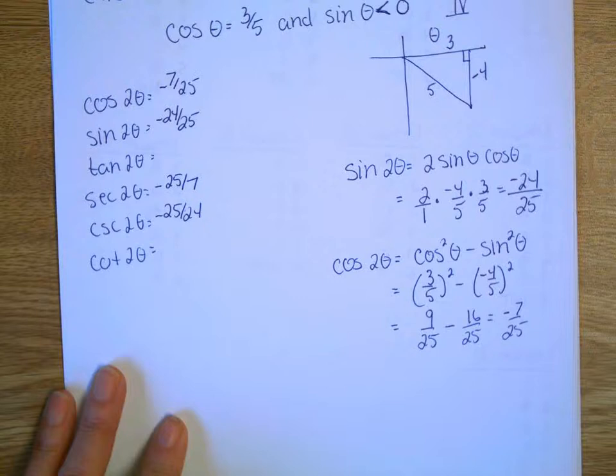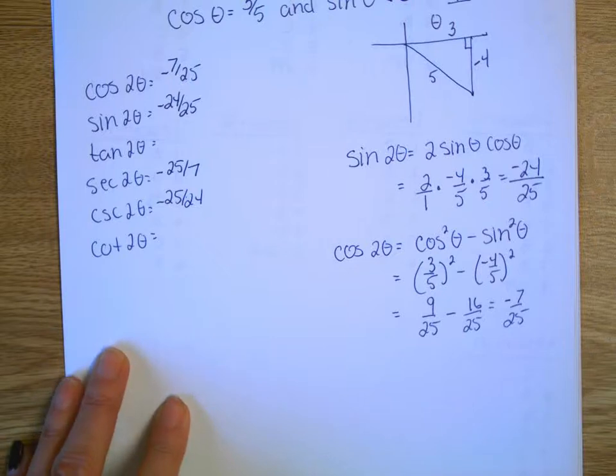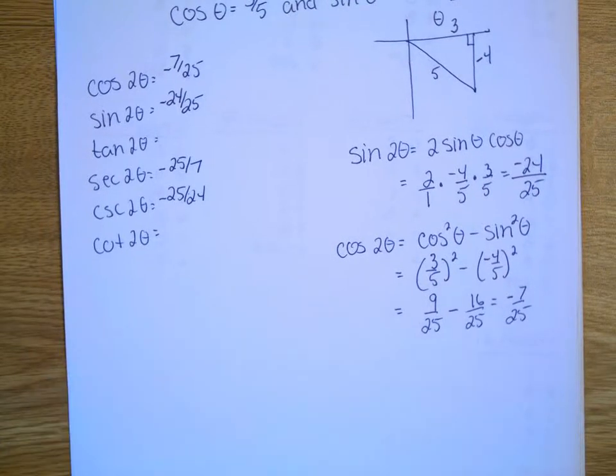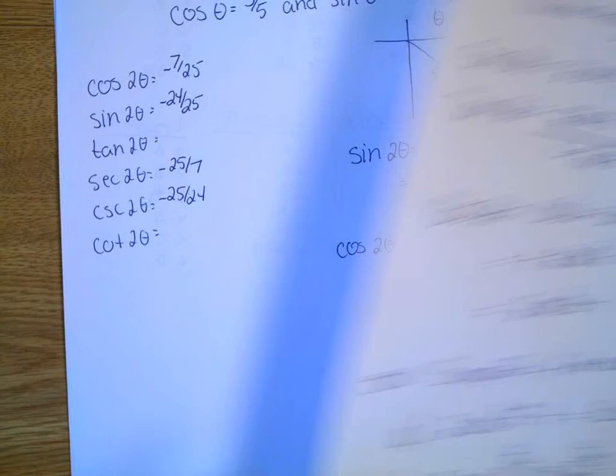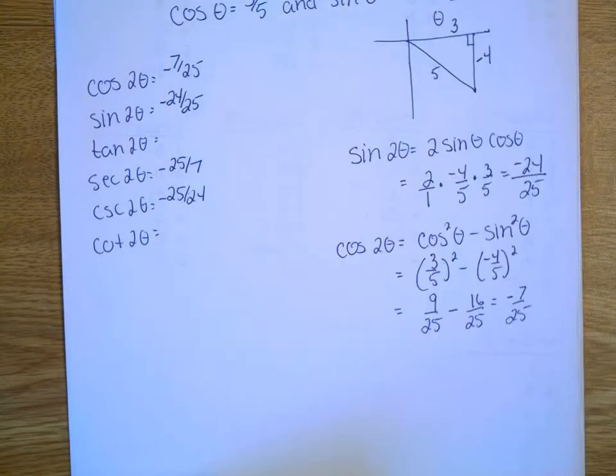Okay, now when it comes to tangent, I'm going to be a little bit clever here. 7 over 24? Oh, where's that coming from, Austin? That is coming from cosine and sine. Tangent equals cosine over sine. The other way around. Okay, we could go through this identity, or Austin is remembering our fundamental identity: tangent equals sine over cosine.